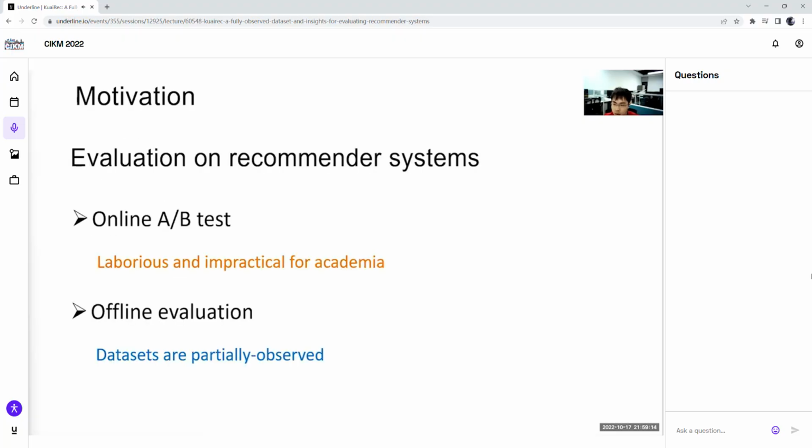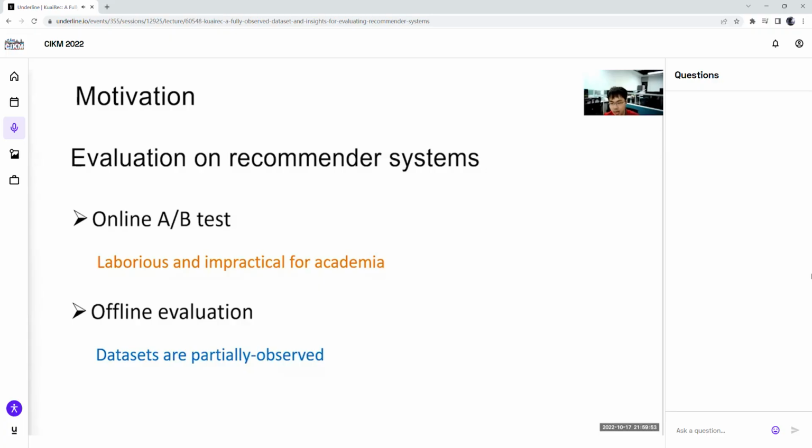The motivation of our work comes from the challenges of evaluating recommender systems. Generally, there are two ways of evaluation. The most straightforward solution is to conduct online A/B tests, which resort to the online environment to see if real users are satisfied with the recommendations made by the system. However, this is time and money consuming and entails the risk of a huge business loss. As a result, it's laborious and impractical for most academic researchers to do so.